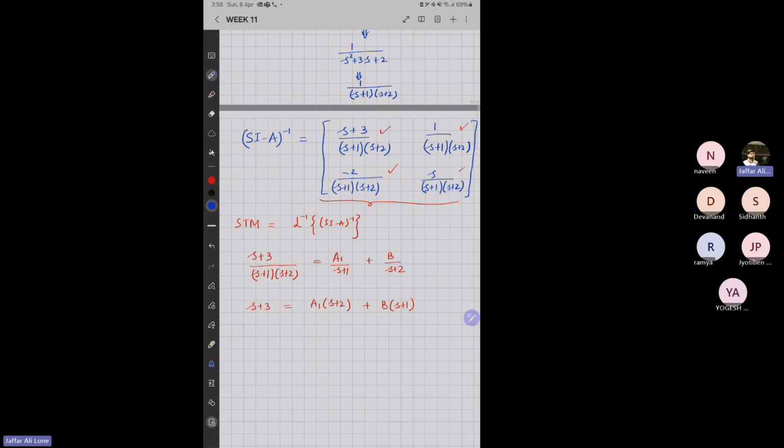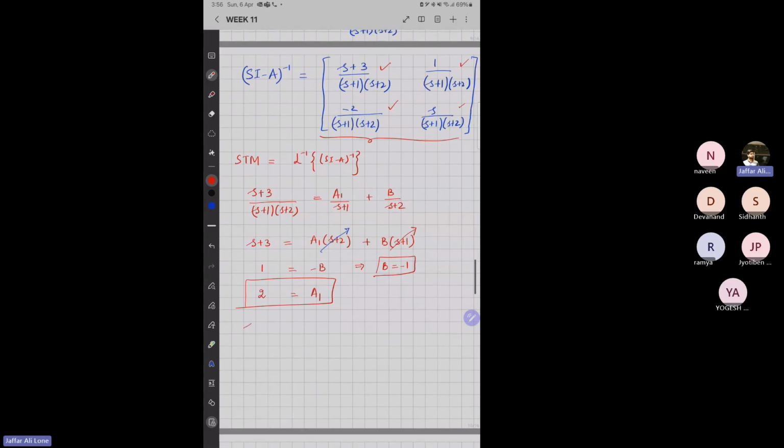Now let's proceed. So this is just the partial fraction. If this term is 0, it means S is minus 2. If S is minus 2, this will be 1, and then B times minus 2 will be minus B. It implies my B is minus 1. Similarly, when this term is 0, it means s is minus 1. If s is minus 1, I get plus 2 equal to 2 minus 1, 1, a1. So it means a1 is 2. So I can write s plus 3 divided by s plus 1 into s plus 2 as 2 divided by s plus 1 minus 1 divided by s plus 2.